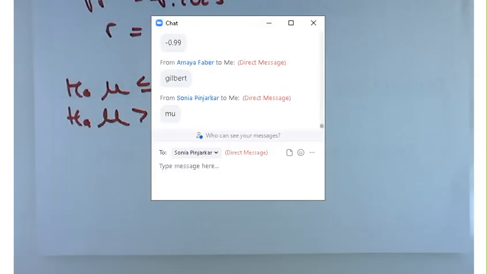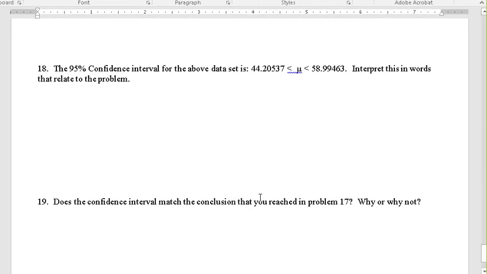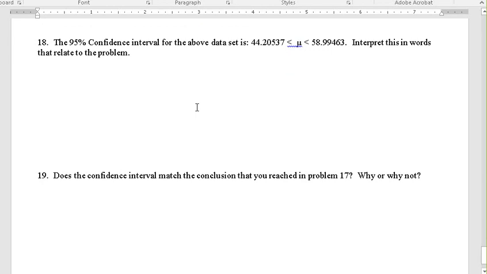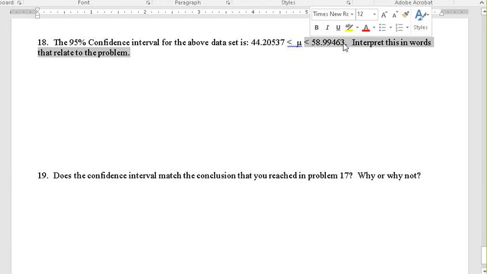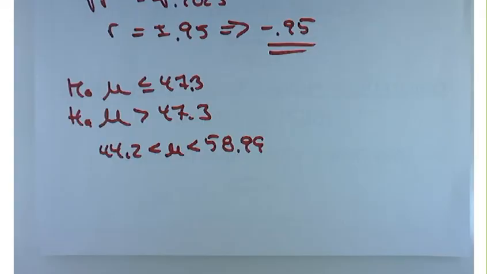A lot of people struggled with the part that follows next, and that is to describe what a 95% confidence interval for this data is. And it is that we can be 95% confident that the true value of the mean is between 44.2 and 58.99 words per page. That's it. That's all I was looking for, is just to describe what it means in words for this to be your confidence interval. Okay, some people thought deeper into that than I really meant.